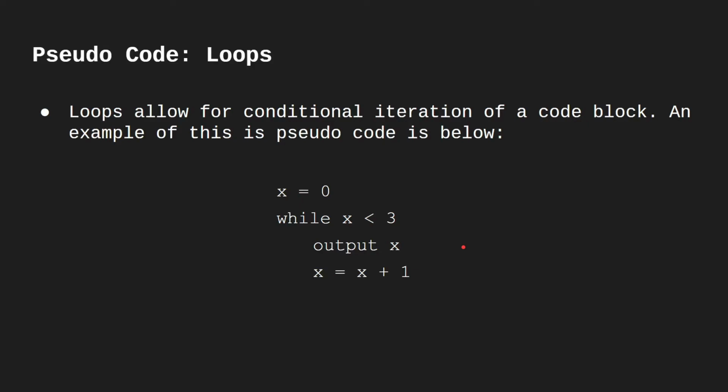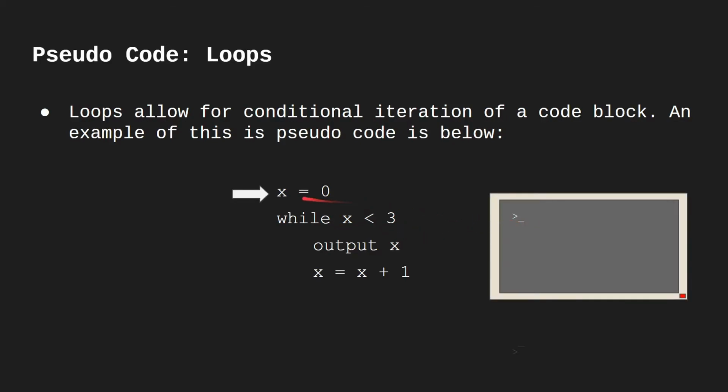So the next construct in programming is loops. Loops allow for conditional iteration of a block of code. We have an example below, but what this basically means is that you have the ability to do the same task over and over until an evaluation of a condition returns false, or true in some senses, depending on how you have the logical construct set up, just like our if statement.